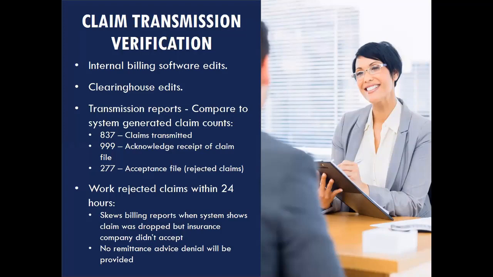Compare it to your system generated claim count. So you're going to get out of your billing system an 837 file, which is going to say all these were the number and quantity of claims that were transmitted. The 999 acknowledges the insurance received them, and the 277 is going to be we accepted them.